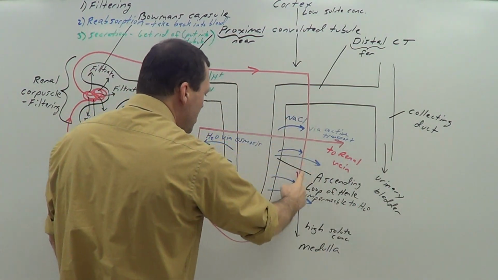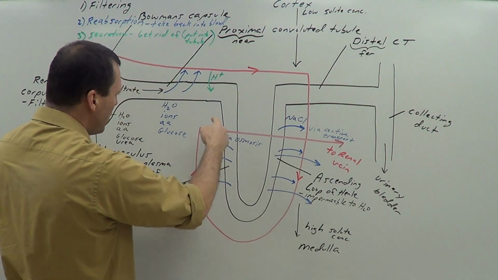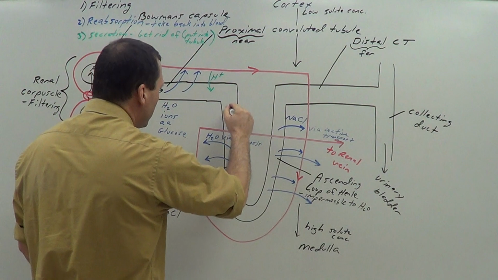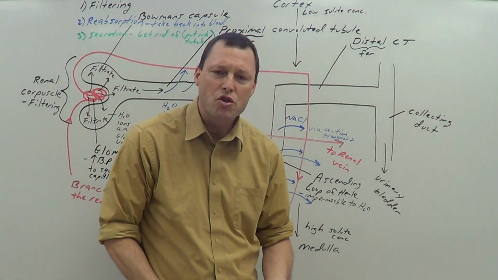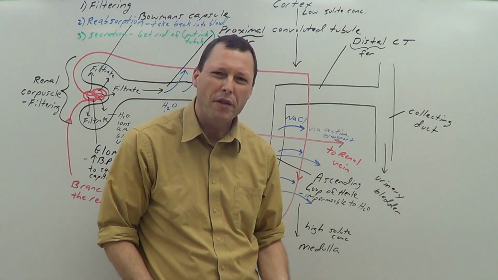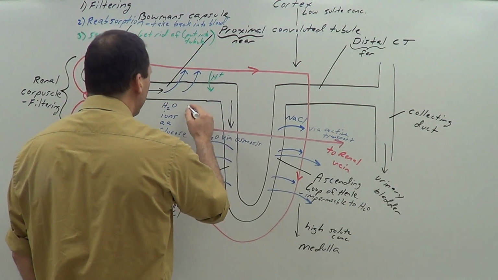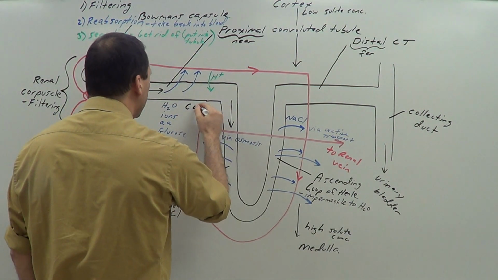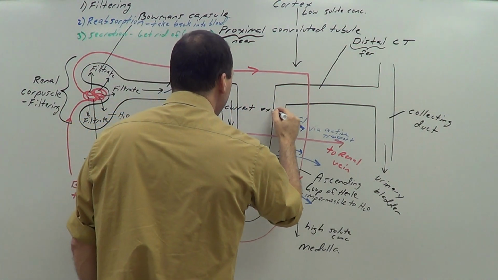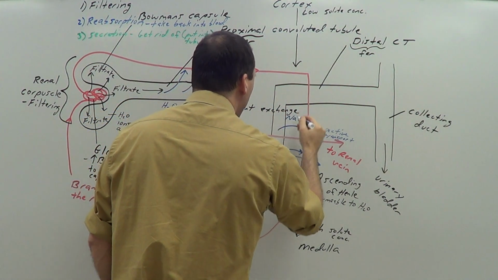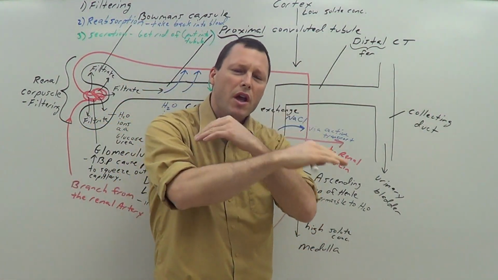And that important reason is this blood vessel coming around here. Notice the blood is going this direction, where the filtrate is going in this direction. They're going in opposite directions, or they're going counter to each other. This is an example of the countercurrent exchange mechanism. So let me go ahead and write that down here. Countercurrent exchange.